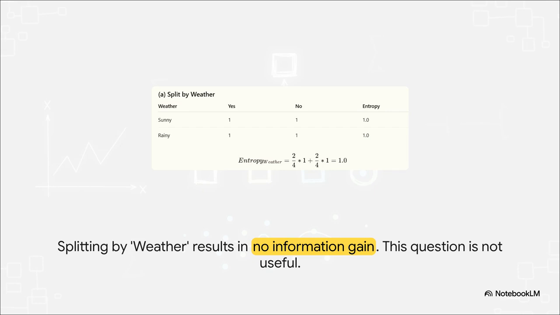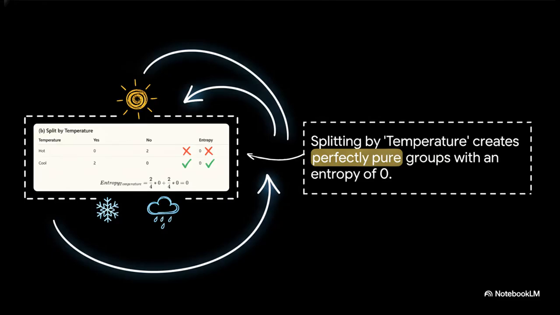Now the algorithm starts testing its options. It says, okay, what happens if I split the data based on the weather? Well, if it's sunny, we're left with one yes and one no. And if it's rainy, same thing. One yes and one no. The new groups are just as messy as the one we started with. So our information gain is zero. This question is totally useless to us. Okay, so scratch that one.